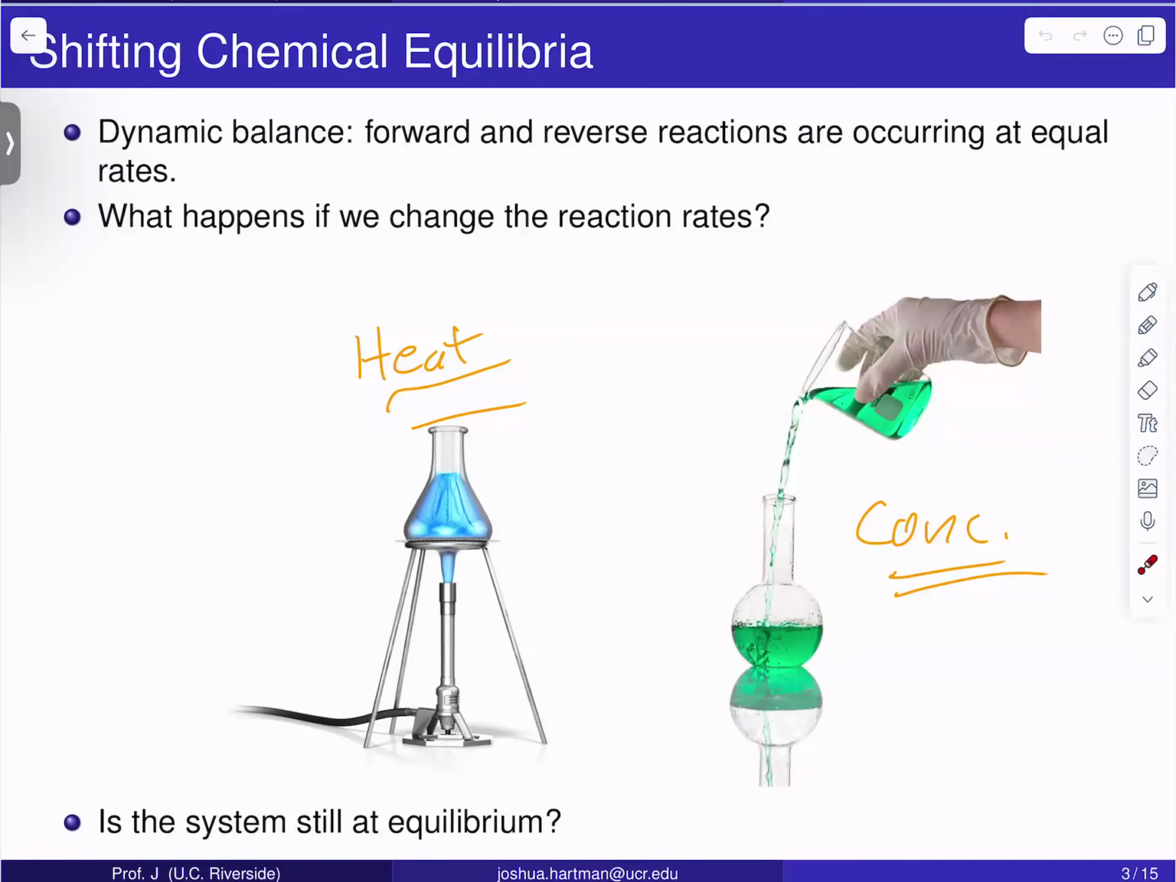Okay, so to kick things off, remember that chemical equilibrium represents this sort of dynamic balance. We have forward and reverse reactions occurring at equal rates if we've hit equilibrium. Now, what would happen then if we change the reaction rates? Examples that we could use to change reaction rates could be the addition of heat, or perhaps you add additional reactants or products. If you carry out either one of these, we could imagine the reaction rates are going to be changing. So the question we want to ask, if we add heat or if we add reactants or products, is that system still going to be at equilibrium?